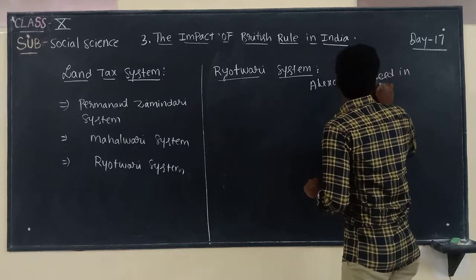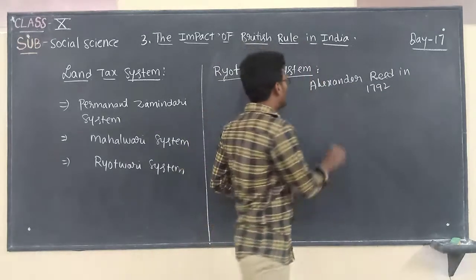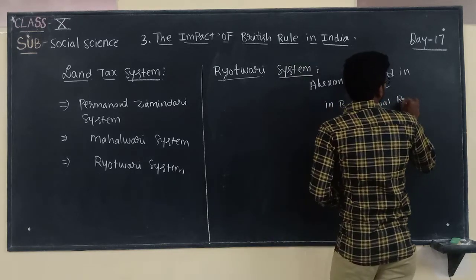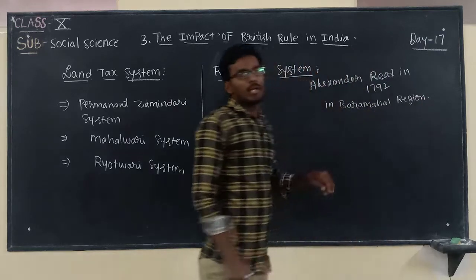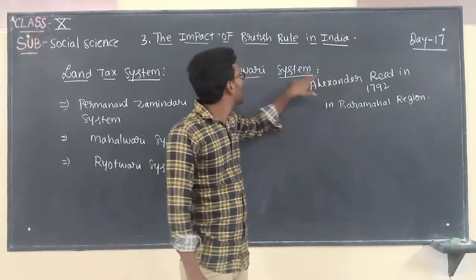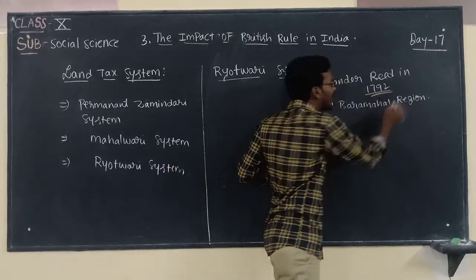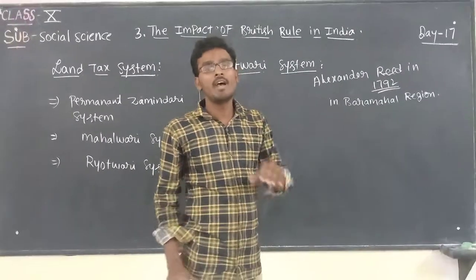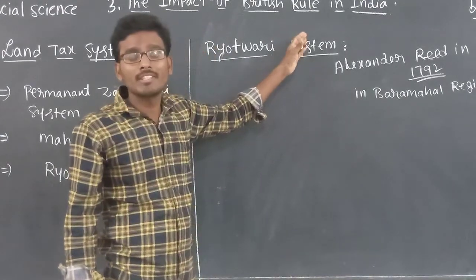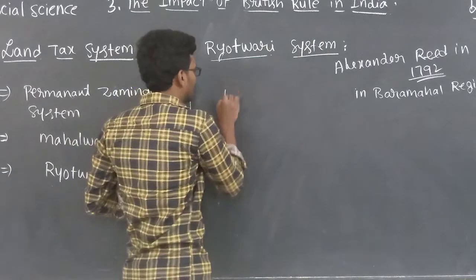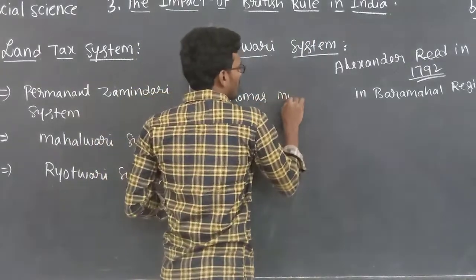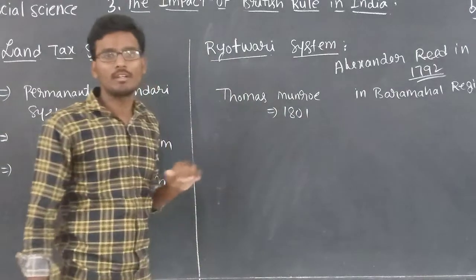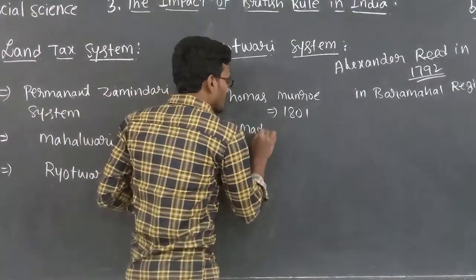In the year 1792, in Baramahal region, look at this point carefully. Alexander Reed implemented Rautwari system in the year 1792 in Baramahal region. In one region only he implemented it. After that, the Rautwari system was implemented by Thomas Munro in the year 1801, in which regions? Madras and Mysore region.